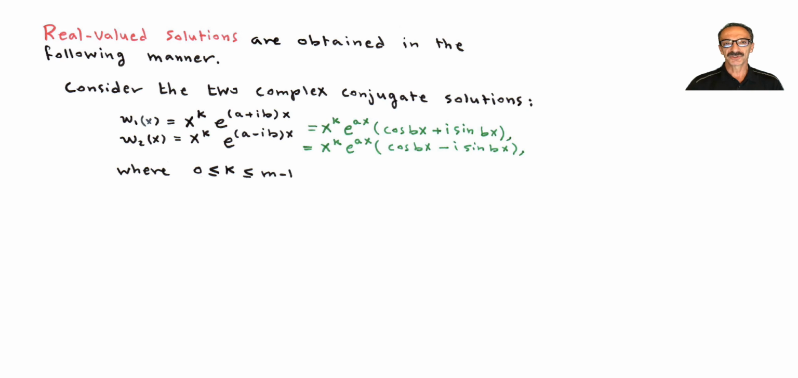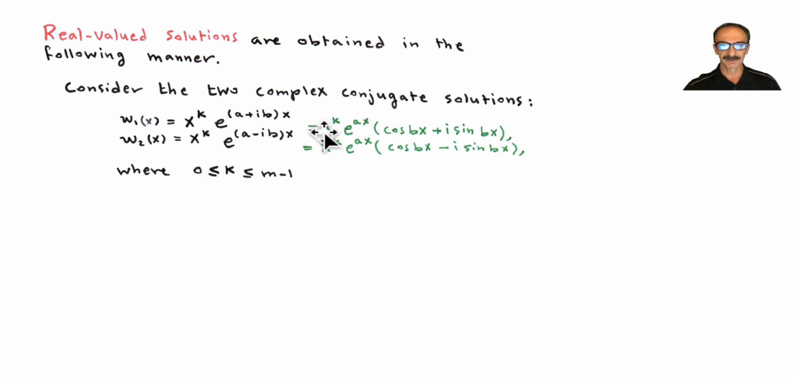Real valued solutions are obtained in the following manner. Consider the two complex conjugate solutions. If this is a complex solution and this is a complex conjugate solution, this will be written this way. That's Euler's formula.